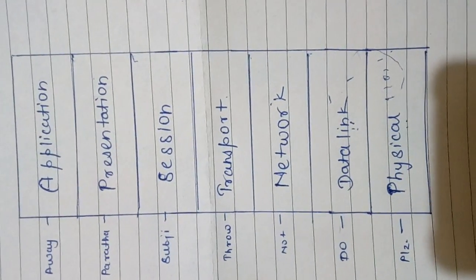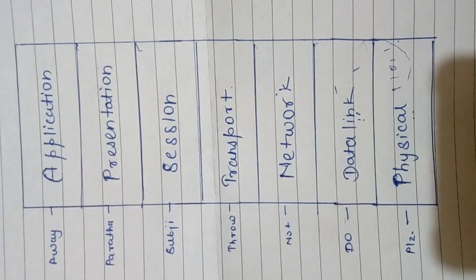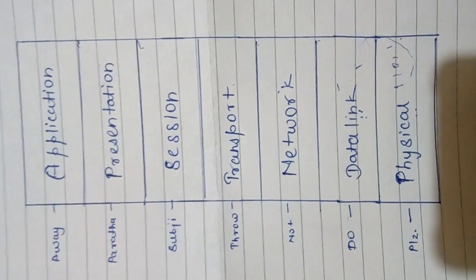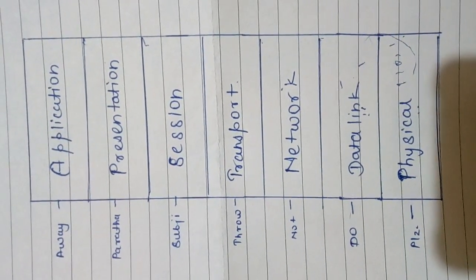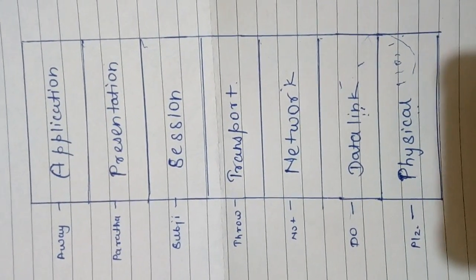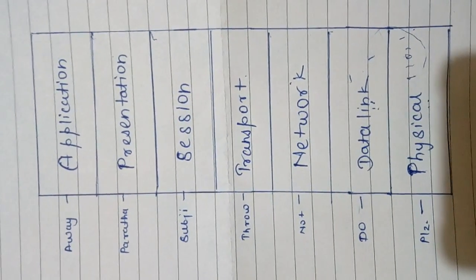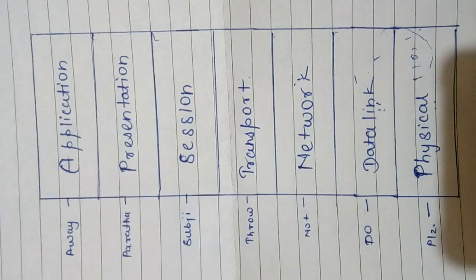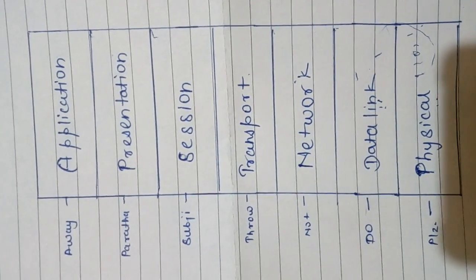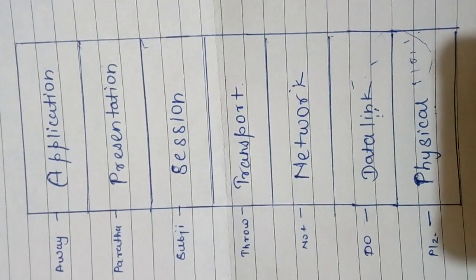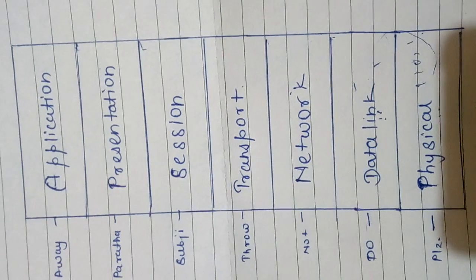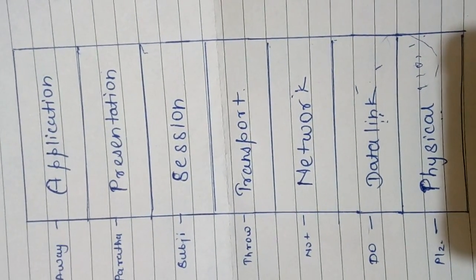One more thing in the data link layer is that it transmits data by framing. Framing means to arrange data as a frame, and then transmit data through different mediums. So it's an important thing in data link, the transmission is through frames.